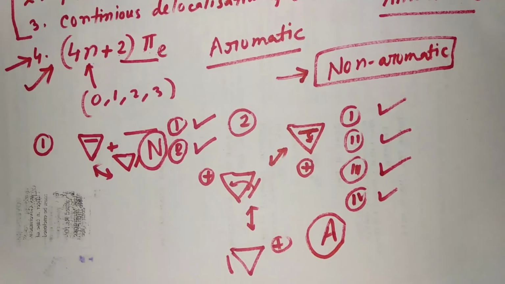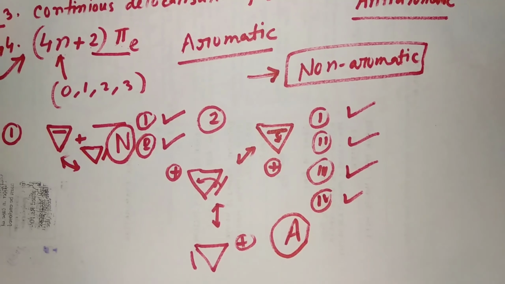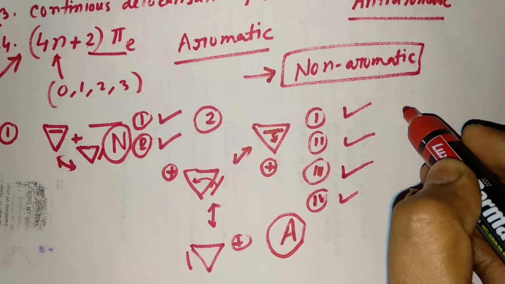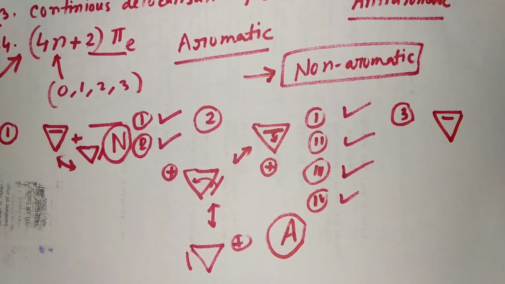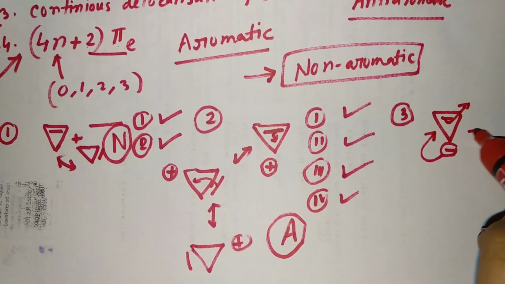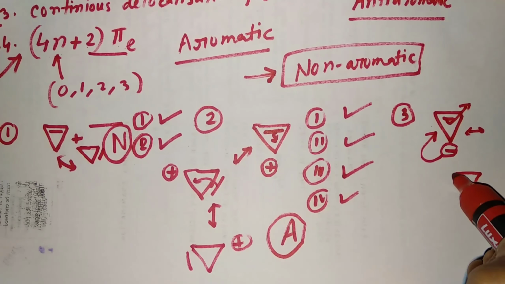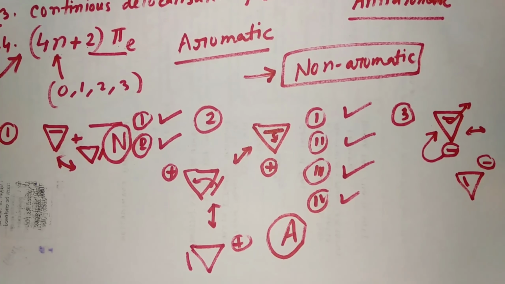Now coming to another example. Let's take the system that will be anti-aromatic. I am taking the same example, but here there is a negative charge. So for this negative charge, this kind of resonance is possible. We will get the system like this, the negative charge right here and the double bond right here, and we will get one more structure. So this continuous delocalization is possible right here also.